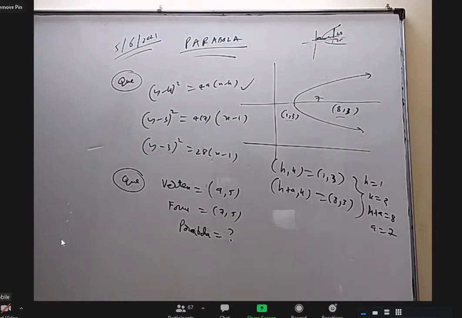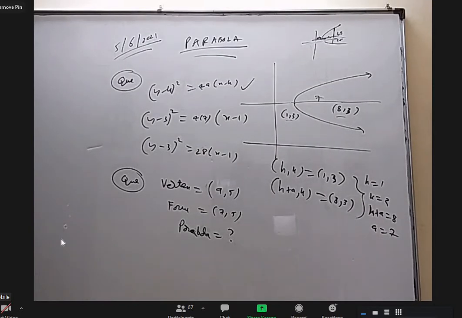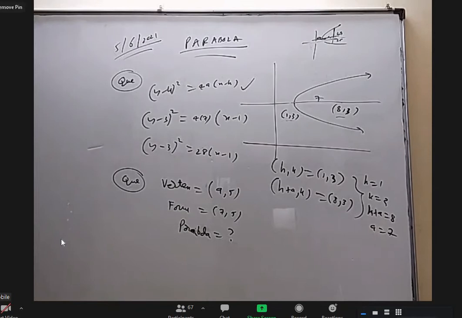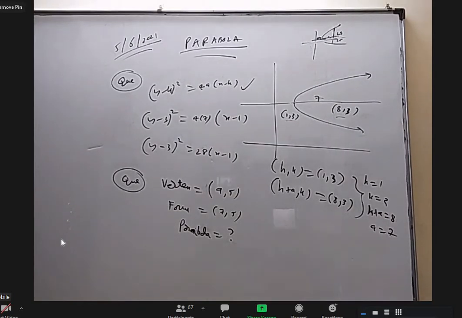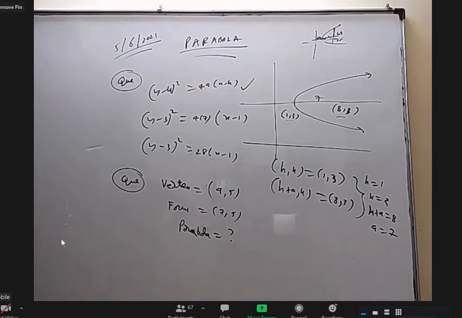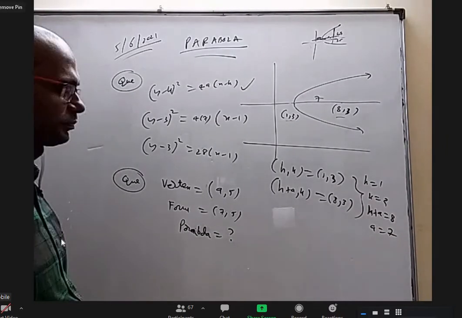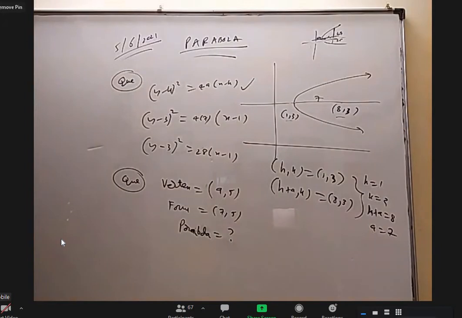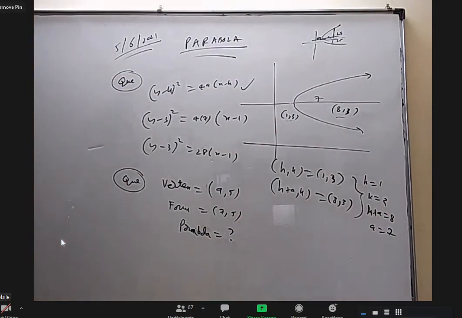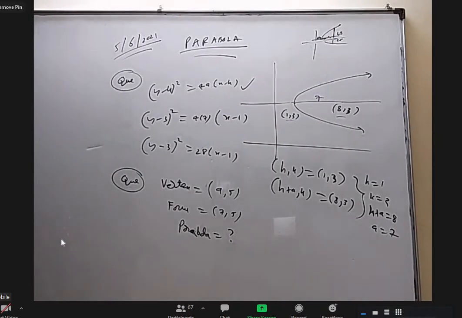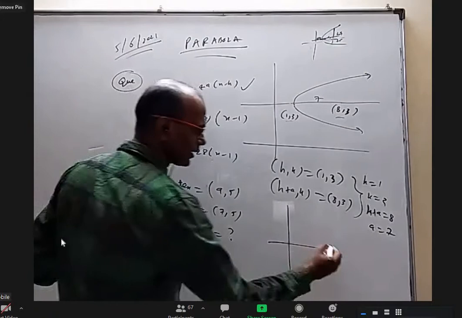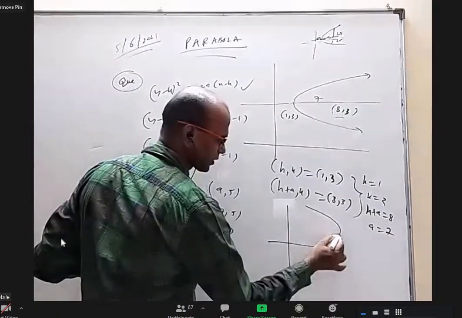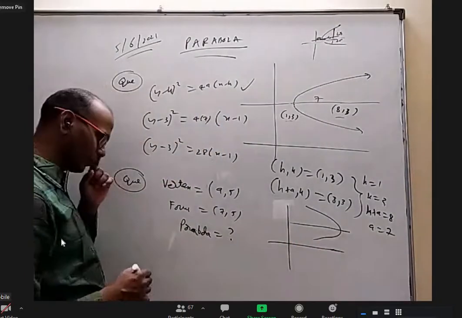Sir, y minus 5 whole square equals 4 into 2 into x minus 9. Some mistake is there. Draw the figure. Sir, it is minus 4 into 2. Yes, minus 8, minus 4 into 2. You said it is opening towards left. Whenever something is opening towards left, it will be negative.